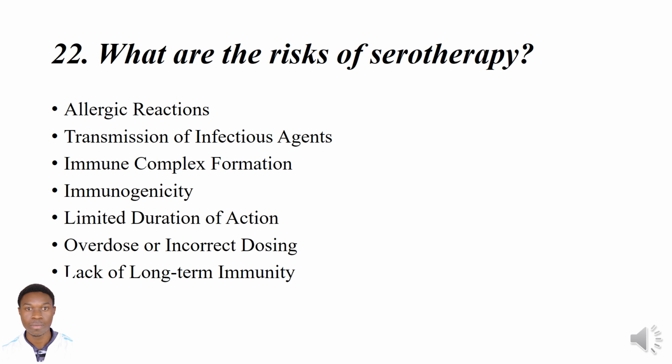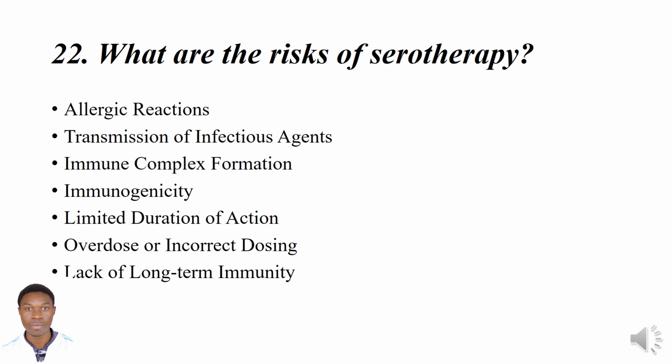And the other risk is immune complex formation, whereby the introduction of antibodies from an external source can sometimes lead to the formation of immune complexes in the body. And these complexes, as antibody-antigen aggregates, can deposit in tissues such as the kidneys or joints, leading to inflammation and damage, a condition known as immune complex disease. Then there is immunogenicity, which is an immune response against the antiserum. In some cases, the recipient's immune system may recognize the foreign antibodies as invaders and mount an immune response against them, reducing the efficacy of the treatment.